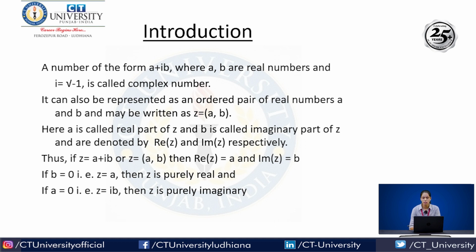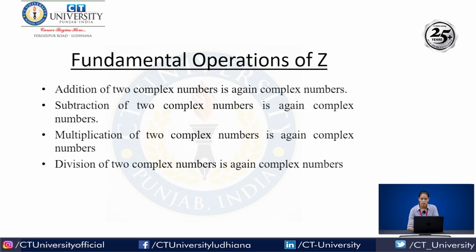This is the theory which was given by Leonhard Euler in the mid 17th century. So let's start the fundamental operations of Z. The addition of two complex numbers is again a complex number. We can take Z1 and Z2, defined as a1 plus iota b1 and Z2 as a2 plus iota b2, and we can add it as Z1 plus Z2. Then we are left with the real part as a1 plus a2 and iota with the imaginary part having b1 plus b2. So addition of two complex numbers is again a complex number.